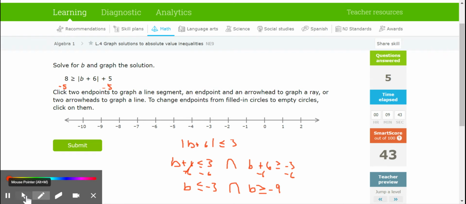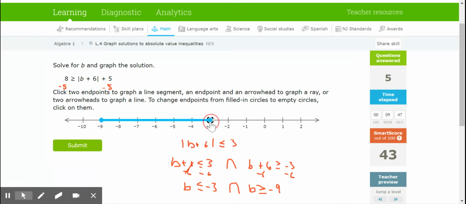Okay, let's go from negative 9 to negative 3. The middle would be negative 6. Okay, negative 6 plus 6 is 0. And we can be no more than 1, 2, 3 units in one direction, 1, 2, 3 units in the other direction.